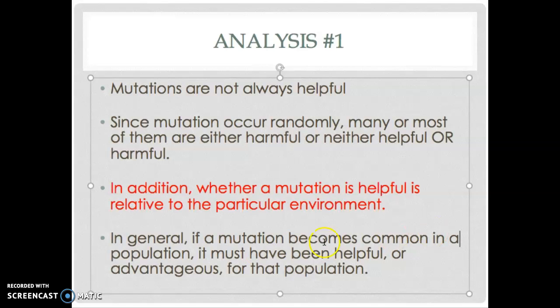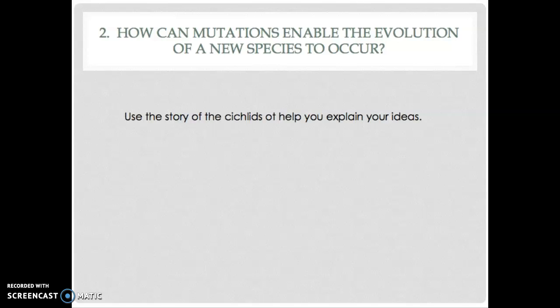Okay. Analysis question number 2 was, how can mutations enable the evolution of a new species to occur? And it told you to use the story of the cichlids to help you explain your ideas. So I'm going to do 2 things here. I'm trying something new and I'm hoping that it works.